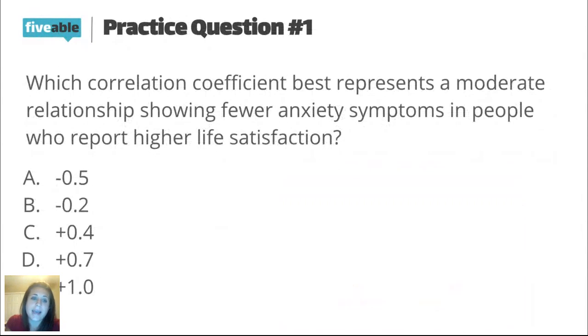And question 1 asks you, which correlation coefficient best represents a moderate relationship showing less anxiety symptoms in people with higher life satisfaction? So there's a couple keywords in that question that are going to give you hints to the answer.